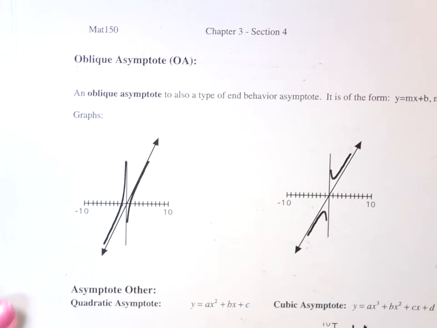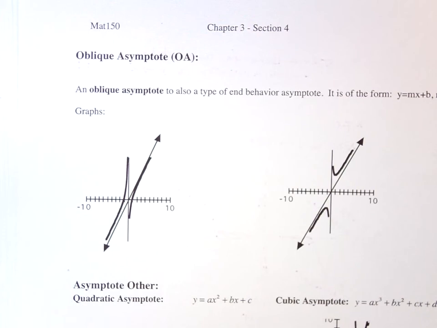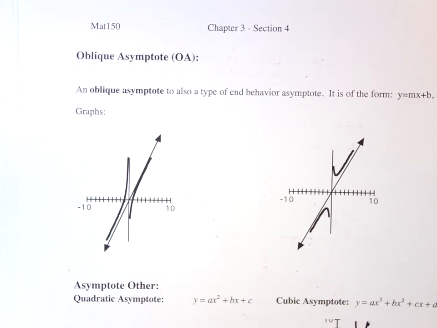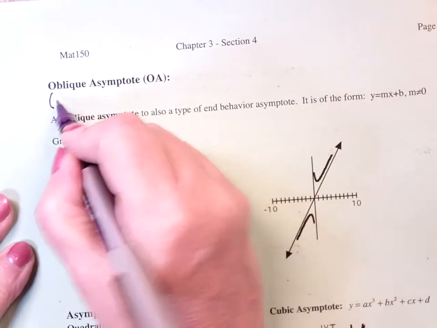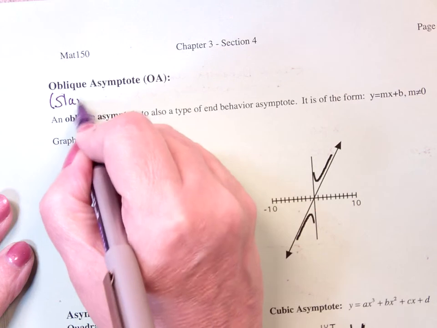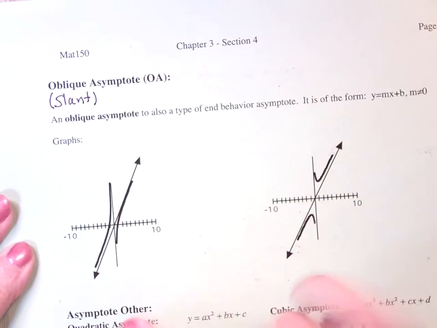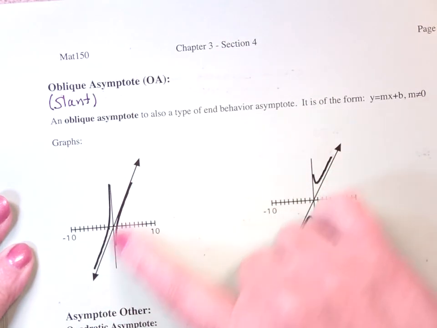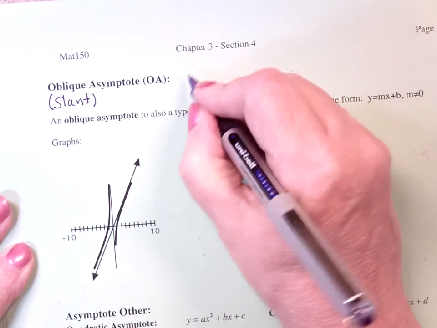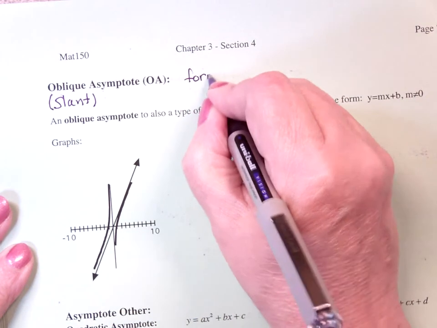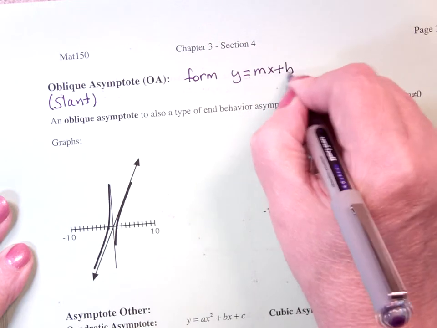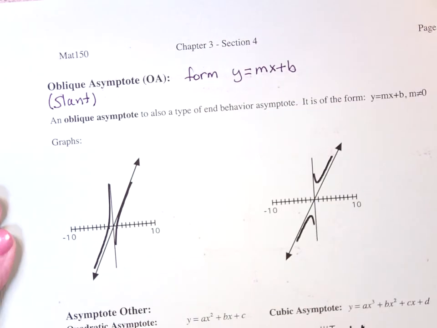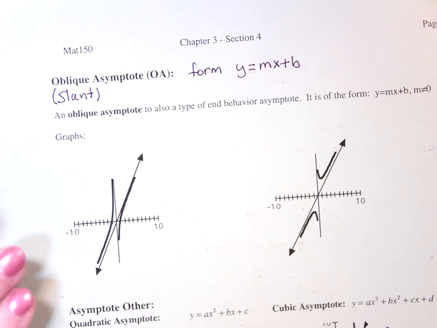that you are responsible for and you're going to have to know how to graph. And that is the oblique asymptote. The word oblique, sometimes in some books they use the word slant. And notice what it is: a line, and it's of the form y equals mx plus b. So it's a regular old line.